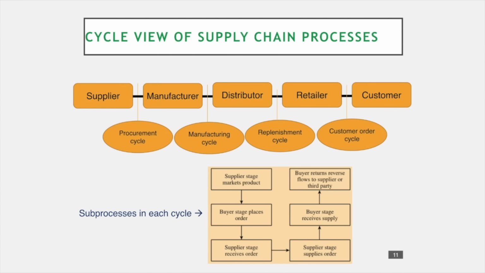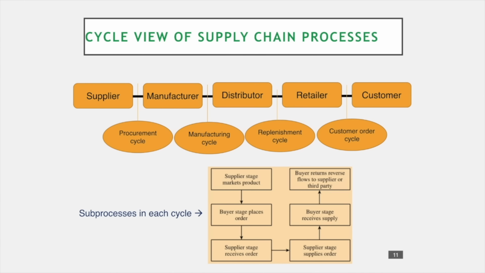Although you'll find that these 6 sub-processes we have listed here are part of every cycle, you'll also notice that there may be some differences. If you look at the customer order cycle, please note that the demand is mostly independent, external to the supply chain, and very uncertain. Whereas in other cycles, things might be slightly different.